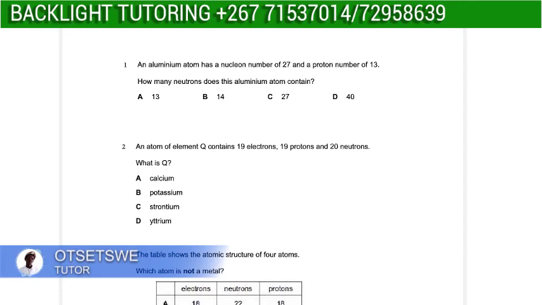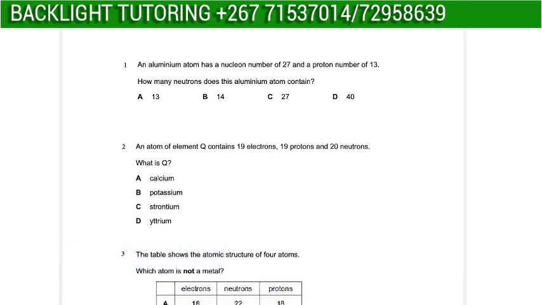Question 1 says an aluminum atom has a nucleon number of 27 and a proton number of 13. How many neutrons does this aluminum atom contain? This is like a mass number. So they just give us the mass number of aluminum, which is 27, and they give us the protons.